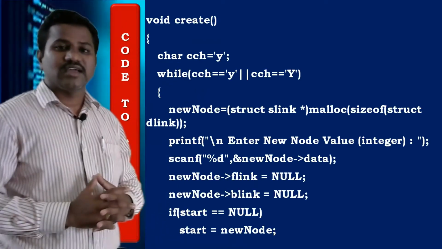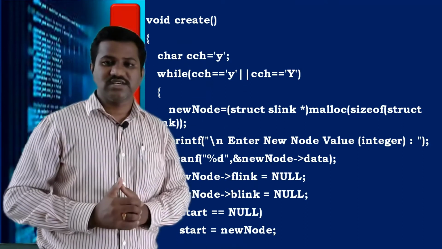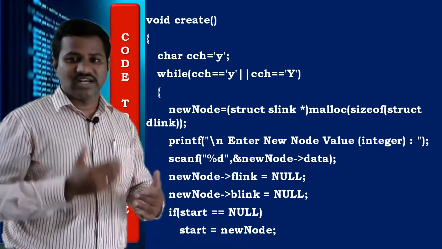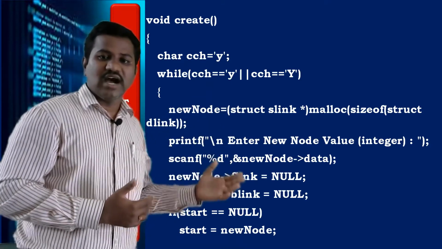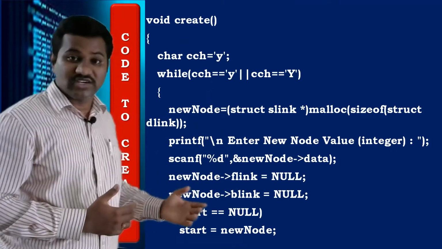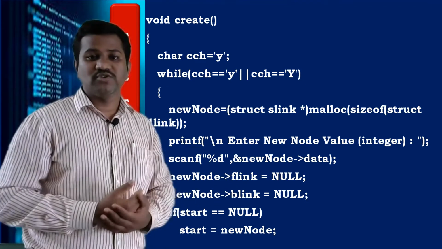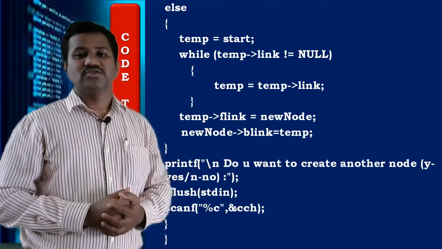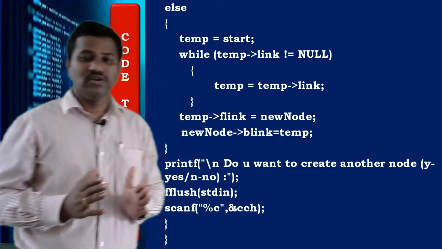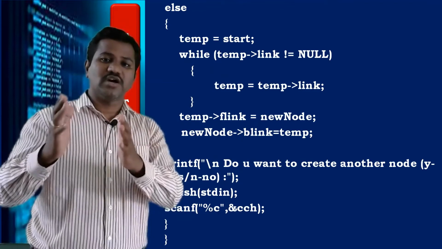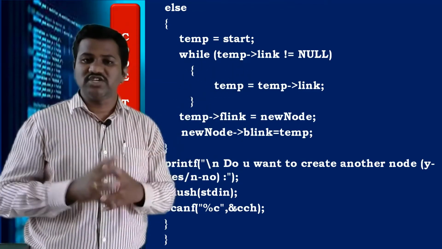We'll be taking char ch assigned with small y, and we are checking the condition that ch is equal to small y or capital Y. If that is true, we are entering into the while loop and we are allocating a block of memory, accepting the data part, assigning null to the link part, and we are checking whether we are creating the first node or not. If you are creating the first node, the new node address is going to be stored in start. If you are not creating the first node, we are entering into the else part, and this is the logic where you start from the first node and reach up to the last node. If the while loop becomes false, that indicates you have reached the last node.